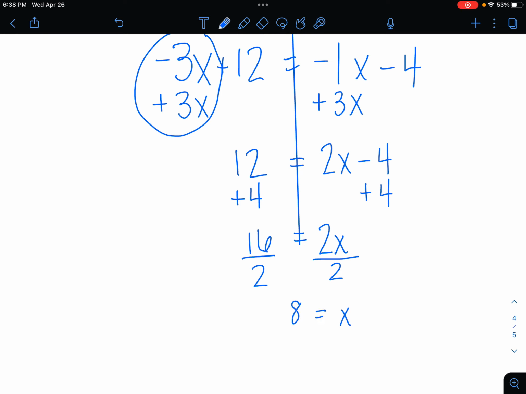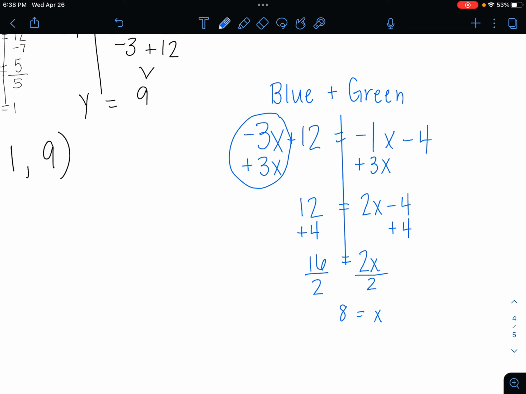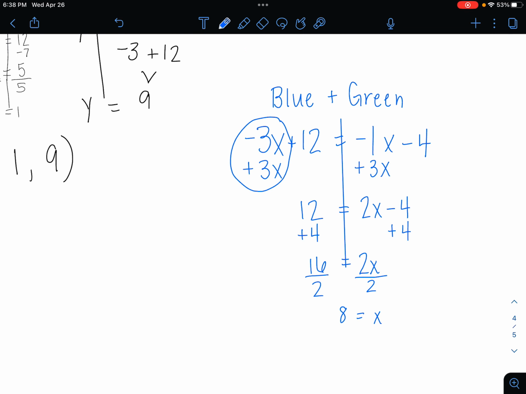So, assuming that these two equations are equal, we're then going to go back and test these. Find that value of x. So my blue one, the equation is y equals negative 3 times x, and x is 8, plus 12.